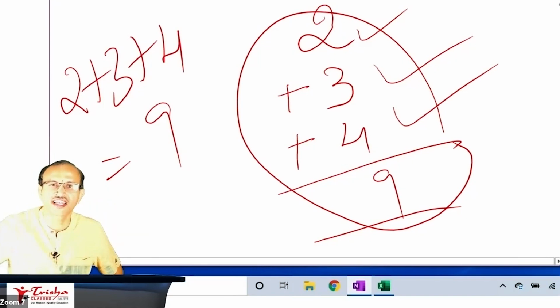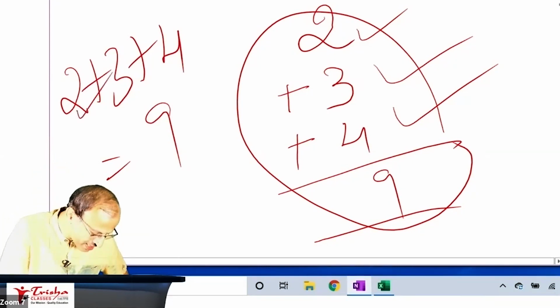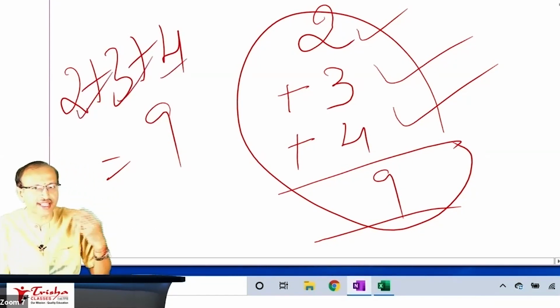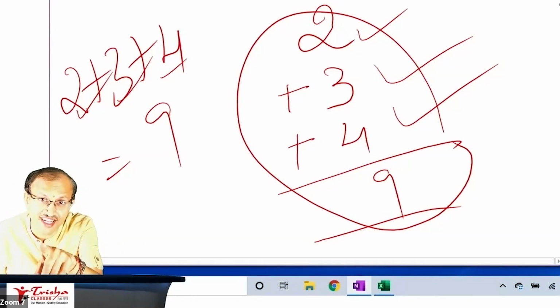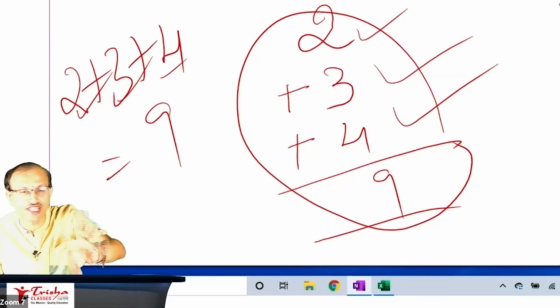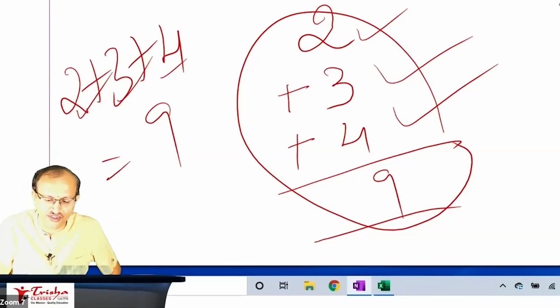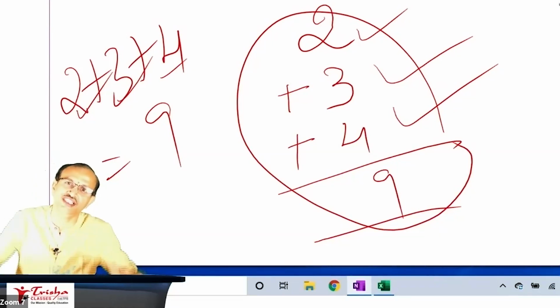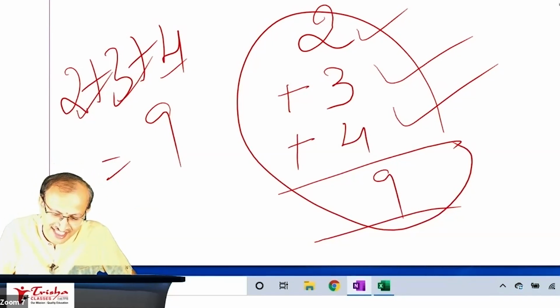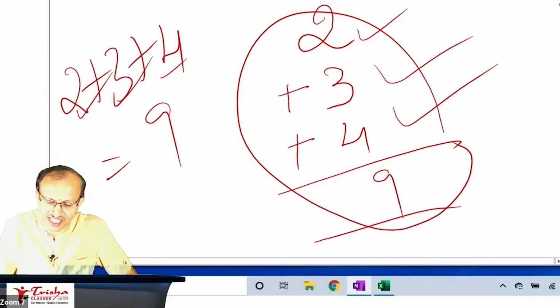It's not 9. If I received 2 rupees today and another friend gave 3 and I received it today only, then it is 9. But 2 plus 3 plus 4 is not 9. New definition to all of you: 2 plus 3 plus 4 is much less than 9 because you receive in future. Is it interesting? Am I making sense to all of you?